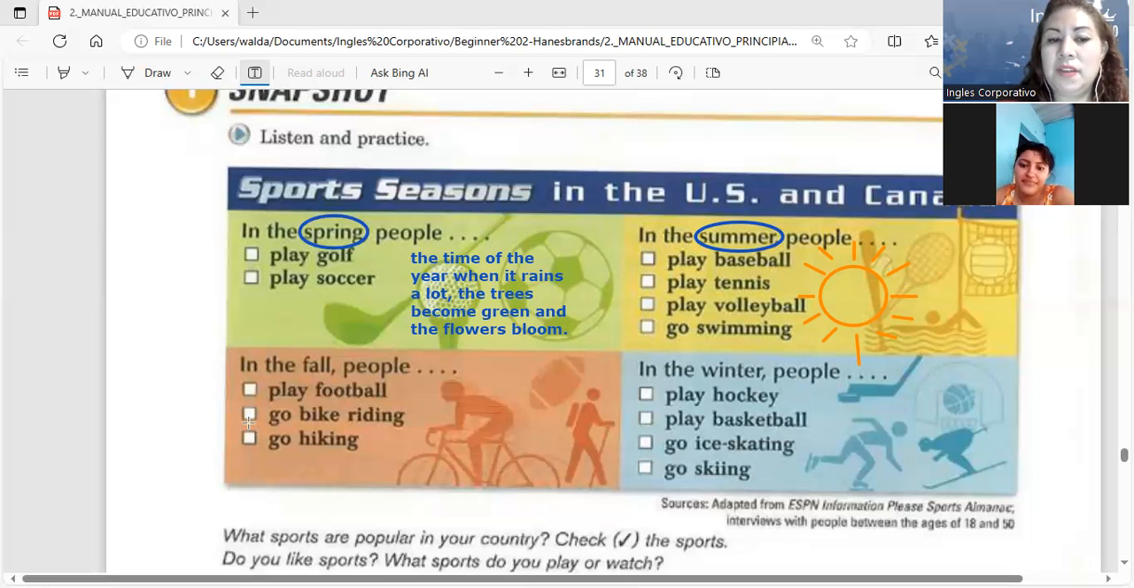Then we have the fall. Otoño. Yes, very good. The fall is when the leaves fall from the trees, when the leaves fall to the floor. Okay, that's fall.